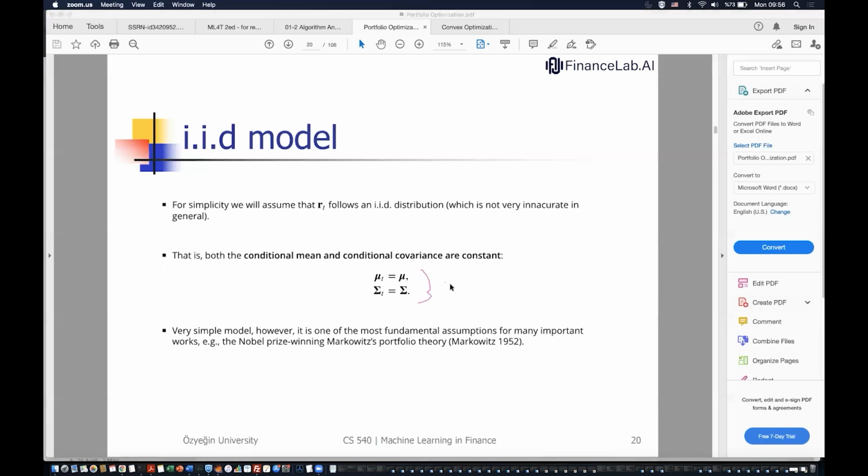So in this case, for portfolio optimization, we'll use this model. We'll assume that in many cases, the mean and the covariance matrix are basically constant across time. Portfolio optimization.